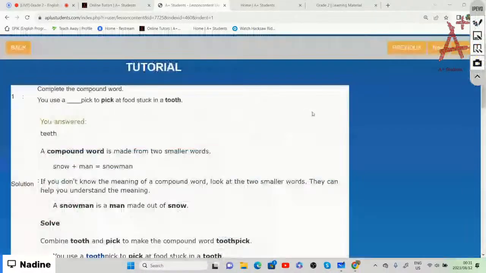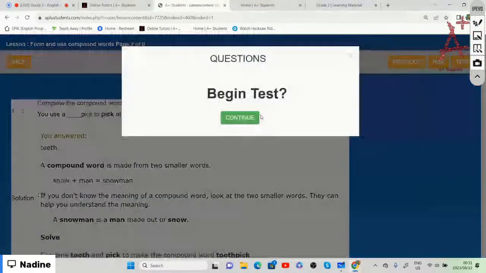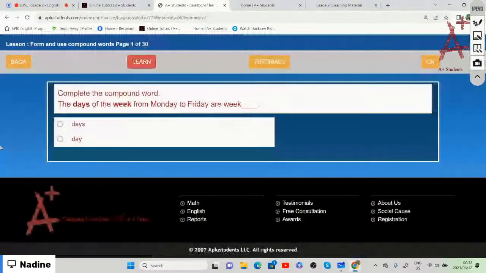All right, so now we're going on to our test, right? And the test is to form and use compound words. The days of the week from Monday to Friday are week what? Is it weekdays or weekday? We need to choose the correct word, the smaller word that we need to add to week in order to get the correct compound word.